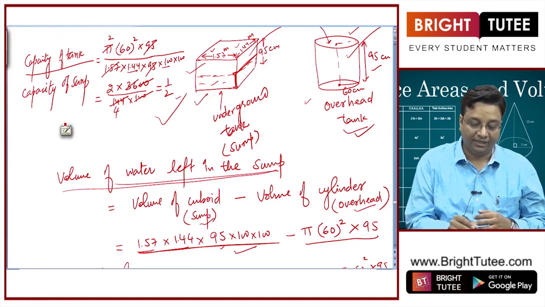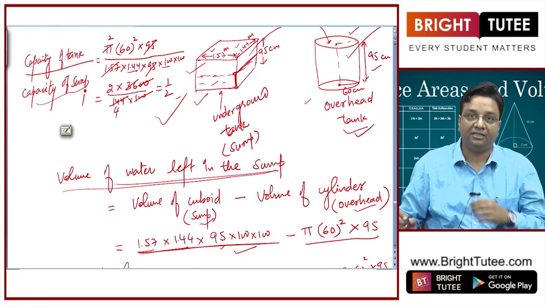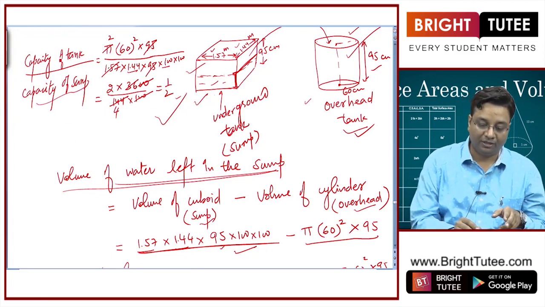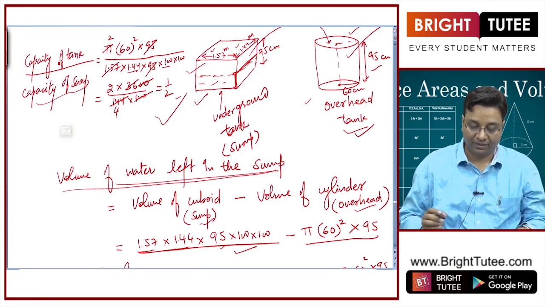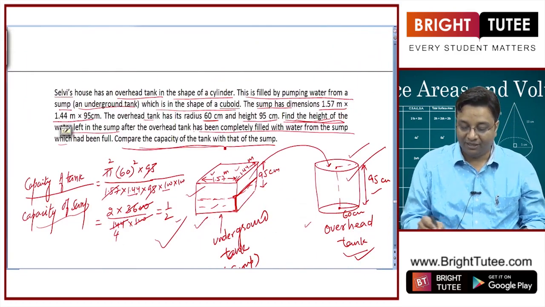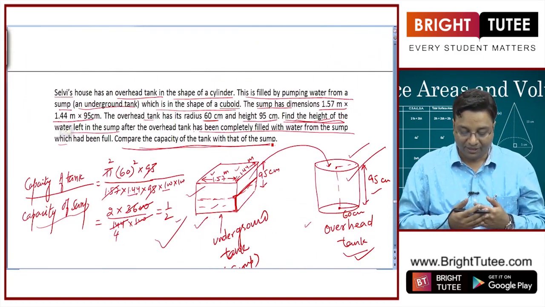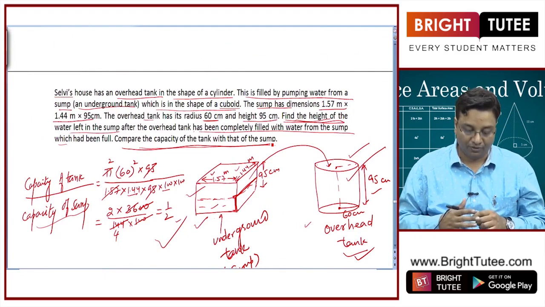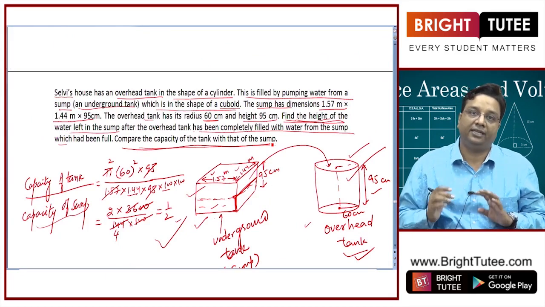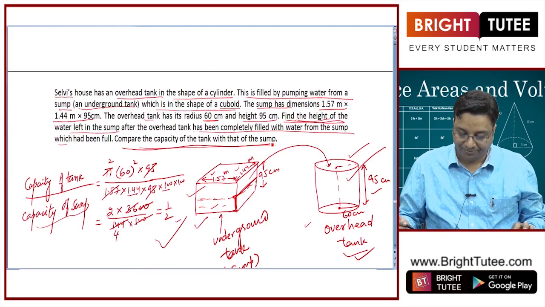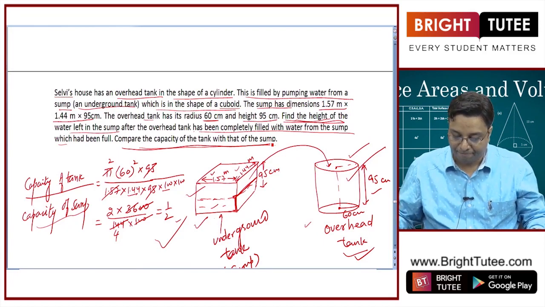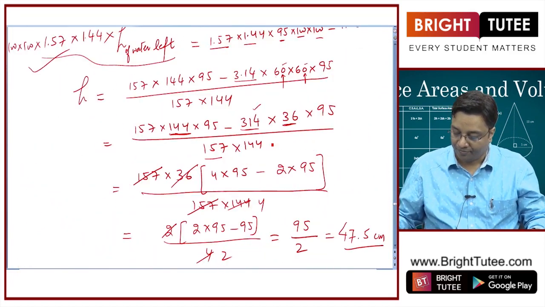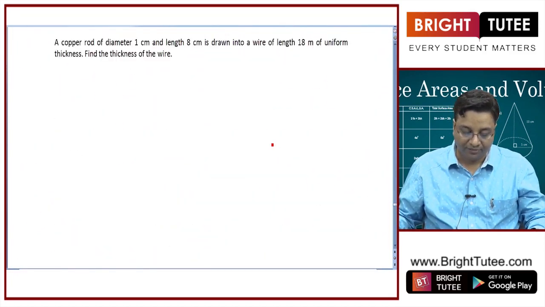What does it mean? That the capacity of the sump is double of capacity of tank, right? We need to compare these capacities. So I can say capacity of the sump is double of the capacity of the tank, right? Okay. Let's move on to the next question.